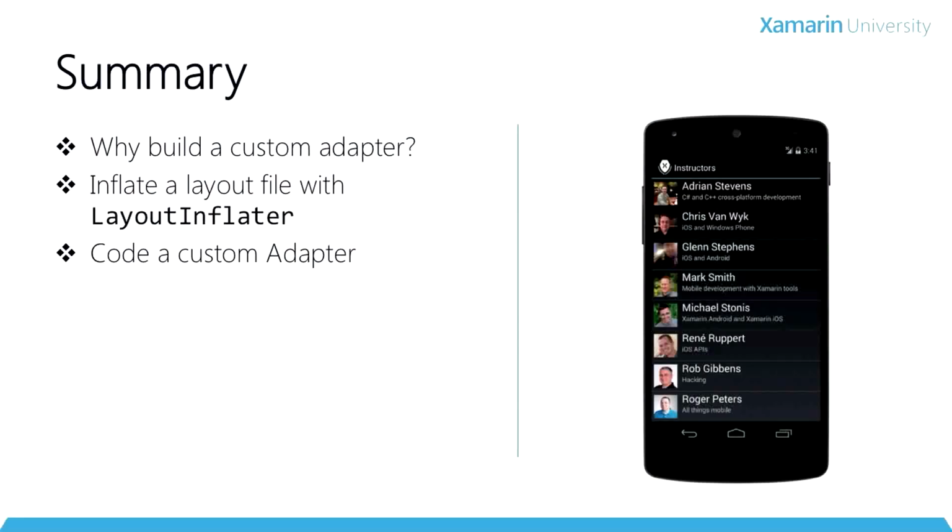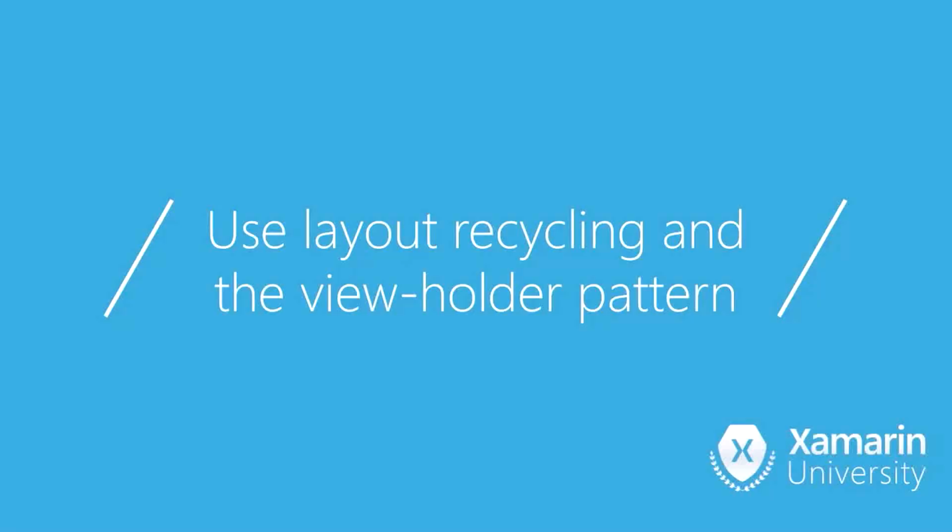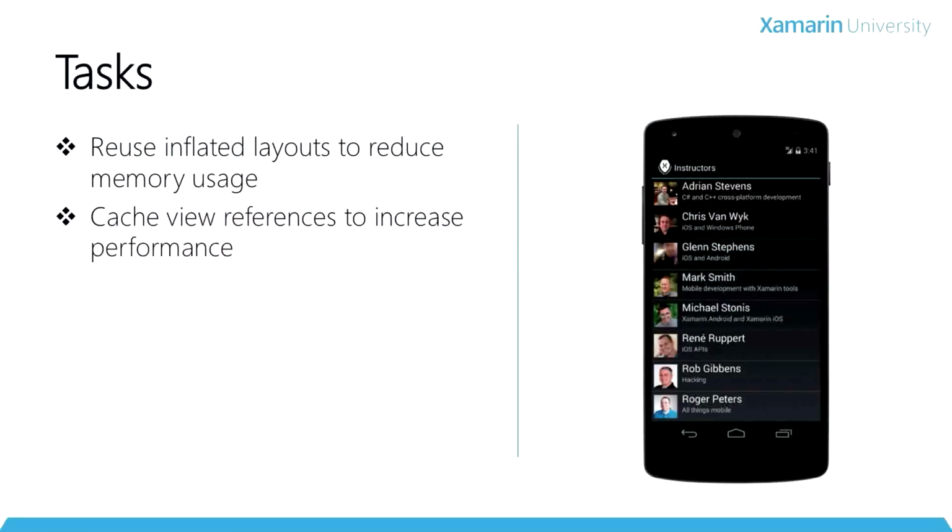So let's just summarize what we did in that lab. First, we had a look at how we can inflate a layout file with our layout inflator. And then we had a look at how to code up a custom adapter and use that from our activity. Now that we have a working custom adapter, our next goal is to add a few performance optimizations. We'll work through two common techniques.